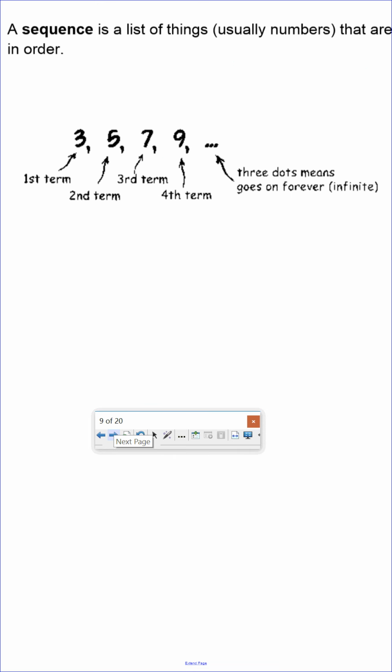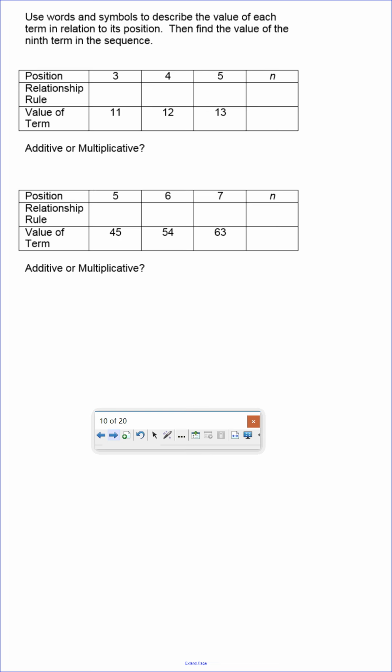So the second part of our lesson, now that we understand something about the relationship between the dependent and the independent variables, is sequence. A sequence is a list of things, usually numbers, that are in order. 3, 5, 7, 9, 11, 13, 15, 17, 19. So use words and symbols to describe the value of each term in relation to its position, and find the value of the 9th term in the sequence.